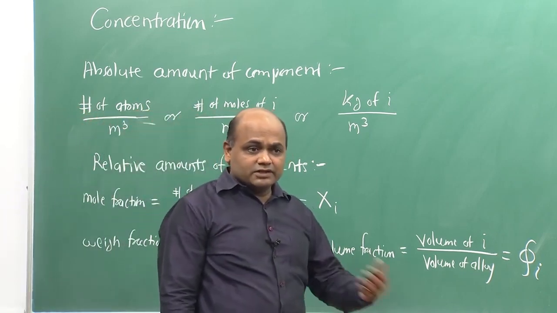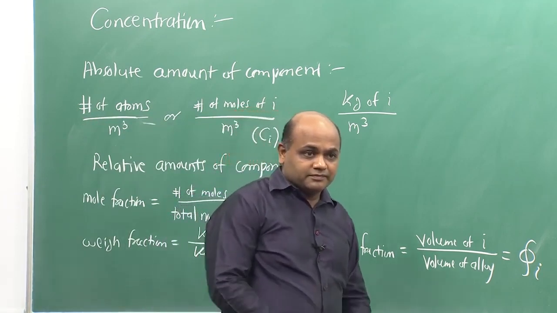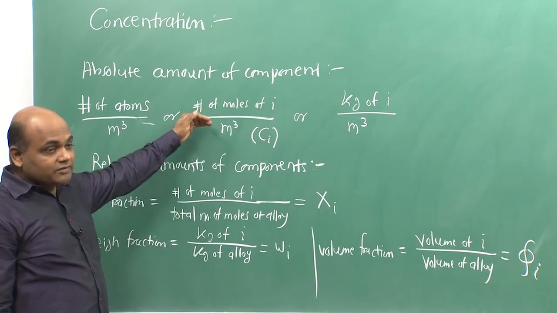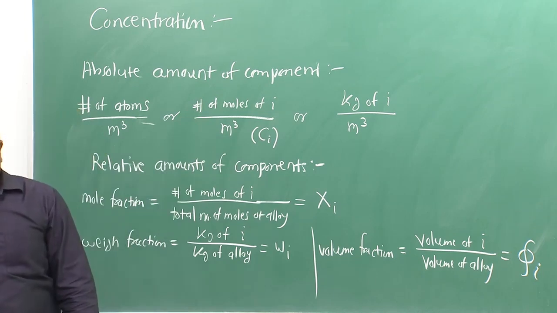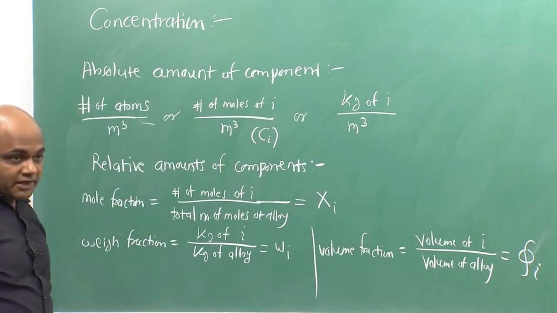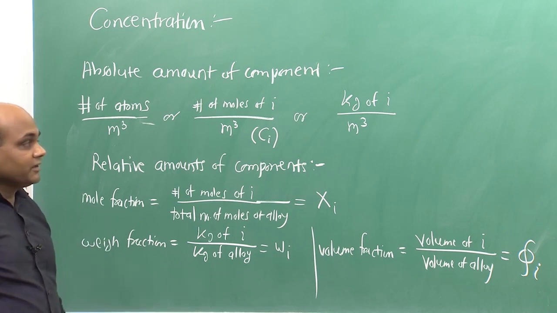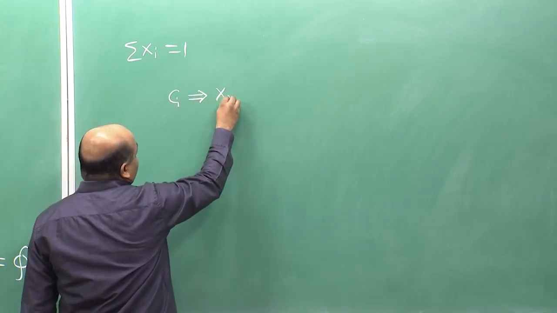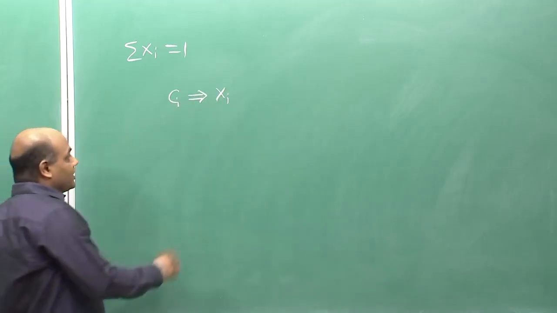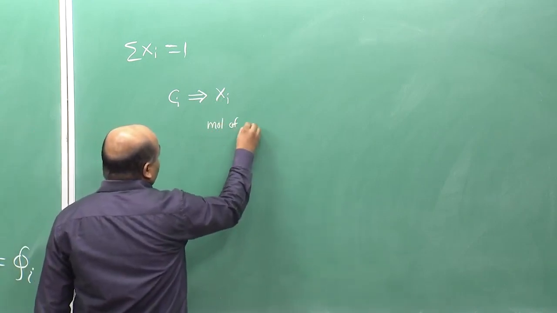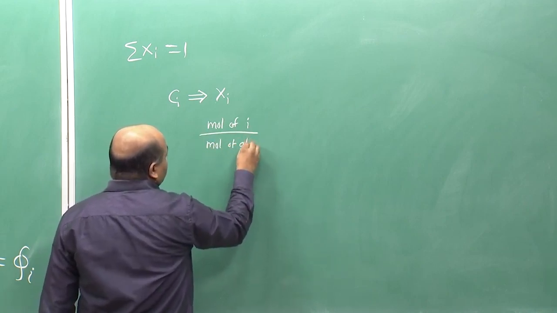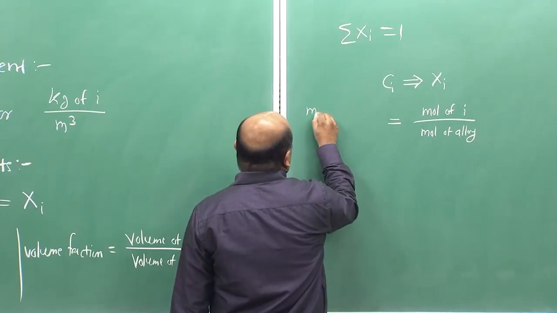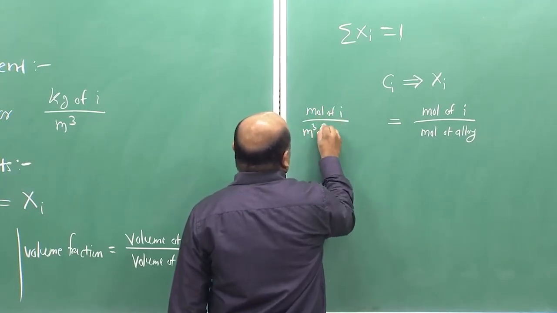So, how do we convert one into the other? Because most of the time when we see the flow of atoms or the fluxes of atoms, we will express those in terms of number of moles, obviously per unit area, per unit time. So, how do we convert them back and forth? For example, how do we convert Ci to Xi? Xi is basically mole of i per mole of alloy, and Ci is mole of i per meter cube of alloy.